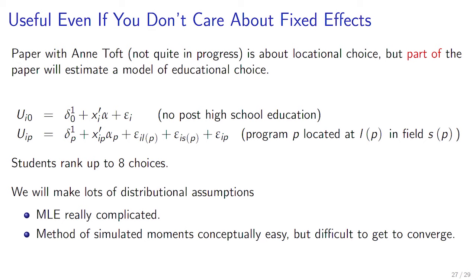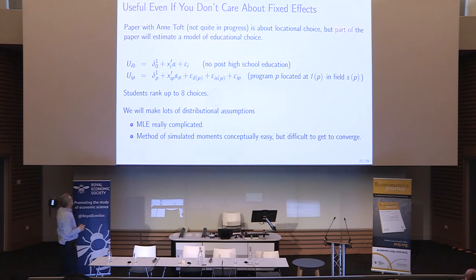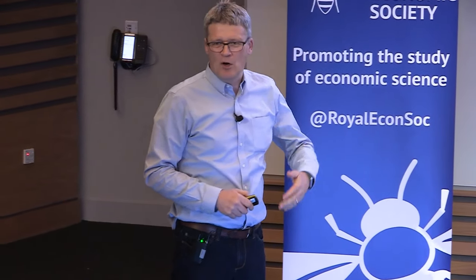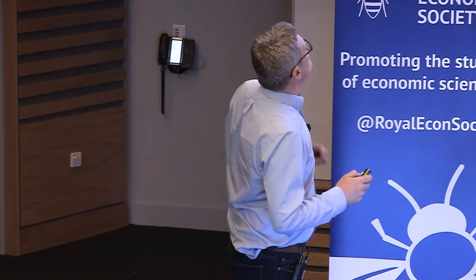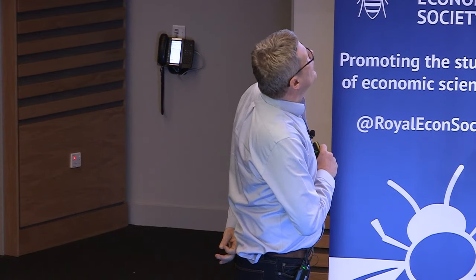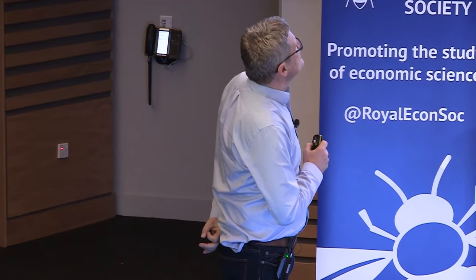So in principle, this is a completely parametric model. In principle, you can write down a likelihood function. It's incredibly complicated. Nobody would ever want to do that, no matter how ambitious you are. You could also do method of simulated moments. It's easier to simulate from the model. But getting that to converge, I would try, it's just very hard. There are many, many parameters. It's very complicated.